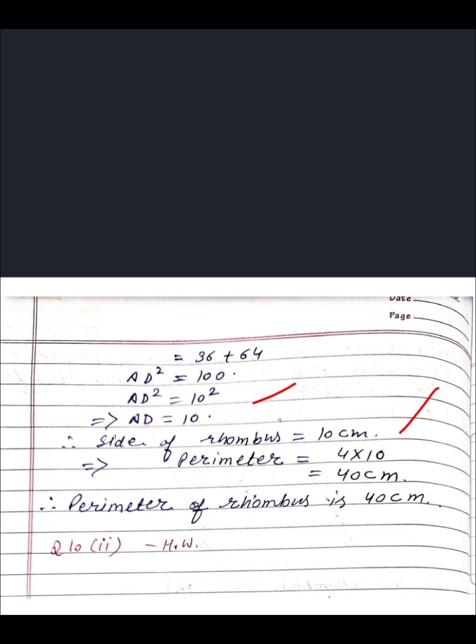So with the help of side, now we can find out the perimeter. Perimeter will be equal to 4 into side, that is 4 into 10, 40 centimeters. So perimeter of the rhombus is equal to 40 centimeters.